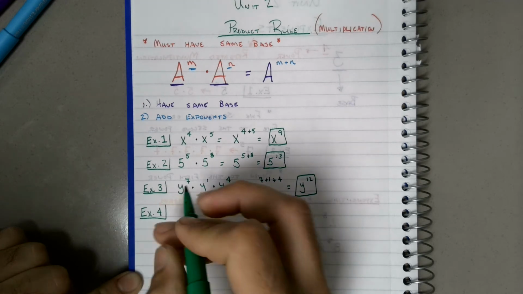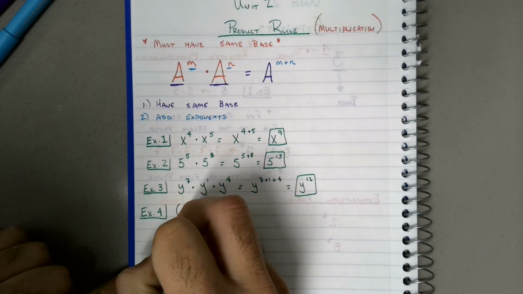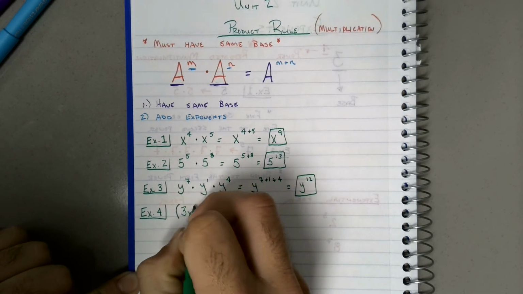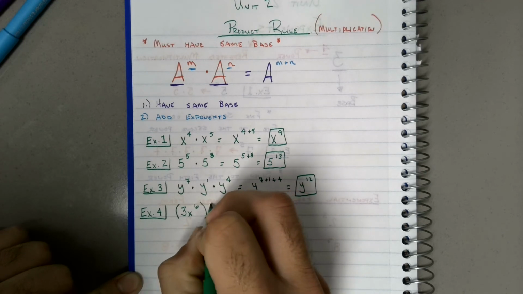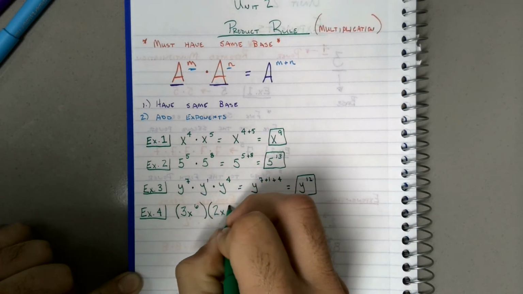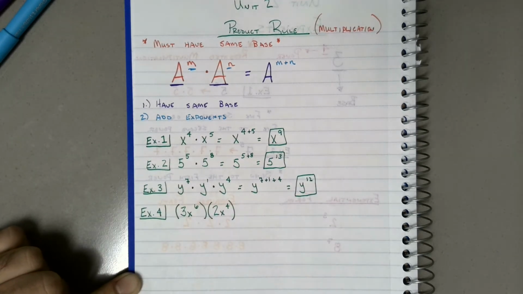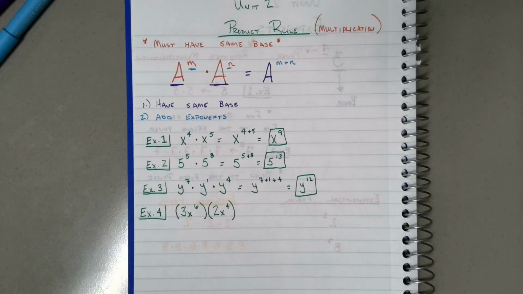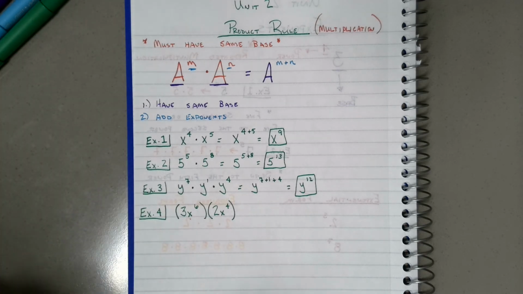All right, let's look at one more here. Let's say if I have 3x to the 6th power times 2x to the 4th power. Do these have similar bases? It doesn't seem like it, okay, but actually they do because they share this x, okay? They're going to share that x. So let me give you some steps on this one, all right?